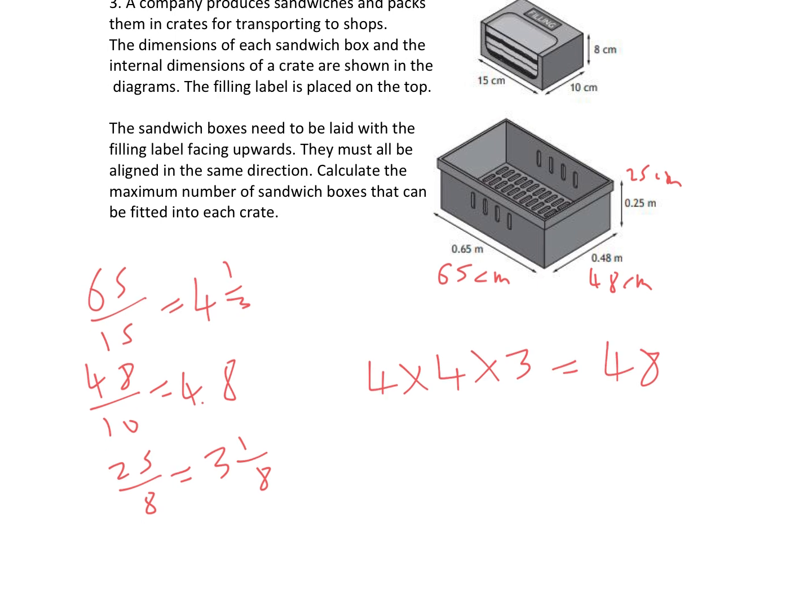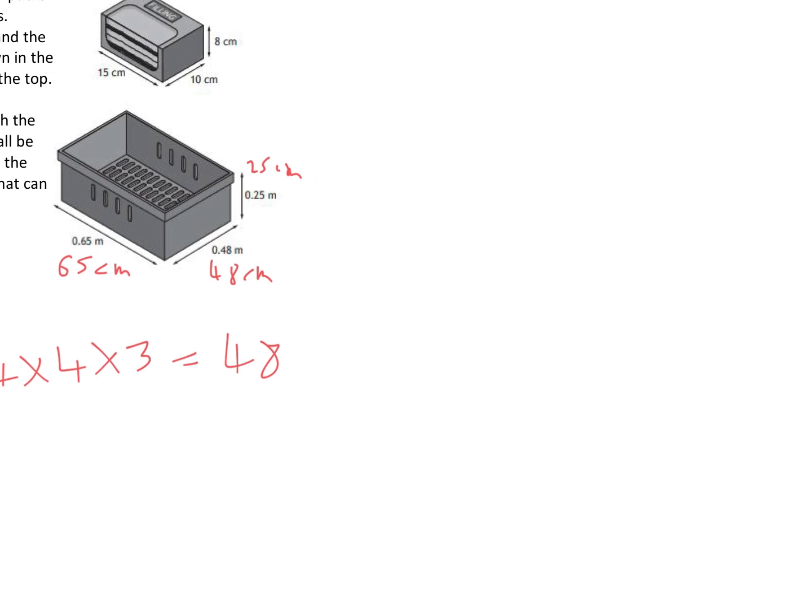Your other option is to turn the sandwich the other way around so that the 15 is going along this direction, the 10 this way. So let's do that again. How many times does 10 go into 65? 65 divided by 10, it'll go in 6.5 times. So we only can get 6 that way. How many times does 15 fit into 48? The answer to that is 3. That will give you 45, and 3/15 or 1/5.